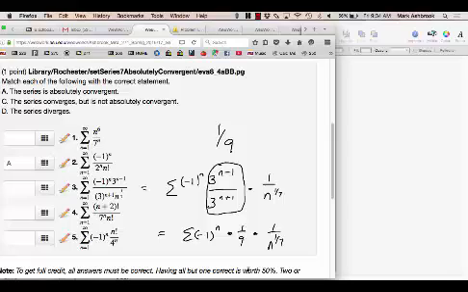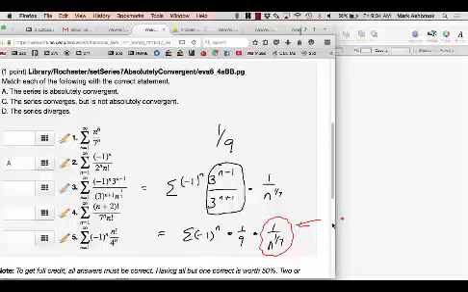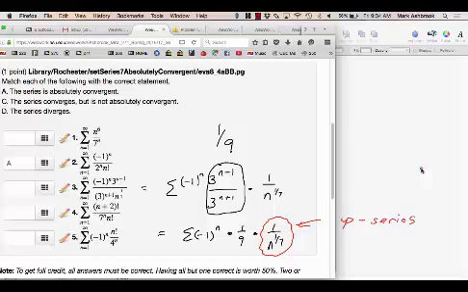What is 1 over n to the 1/7? That's a p-series. Is that convergent or divergent? By itself, that's divergent, right? That's because p is not greater than 1. When p is greater than 1, the p-series converges. Now this p is less than 1, so that diverges.